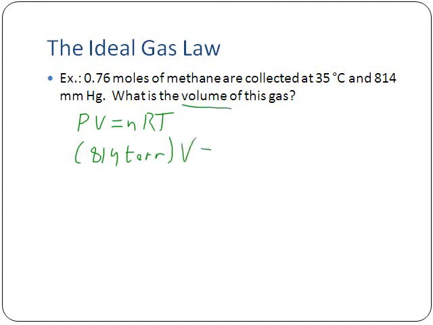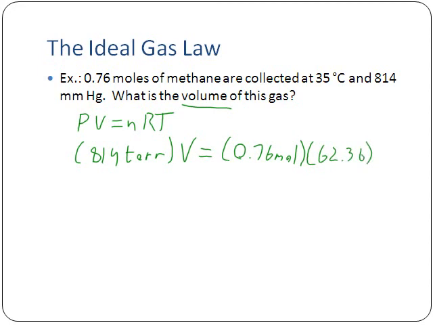So that's just V. Equals n. n is the number of moles. And it says here our number of moles is 0.76. Our unit is moles, as we said here. Times R. And so let's look and see what is R. R, the gas constant, is 62.36. And so then for R, we'll put 62.36. And then lastly, times the temperature.